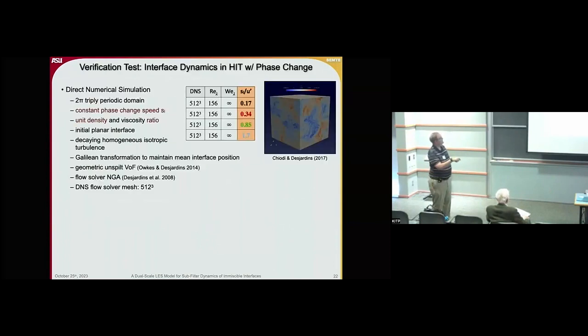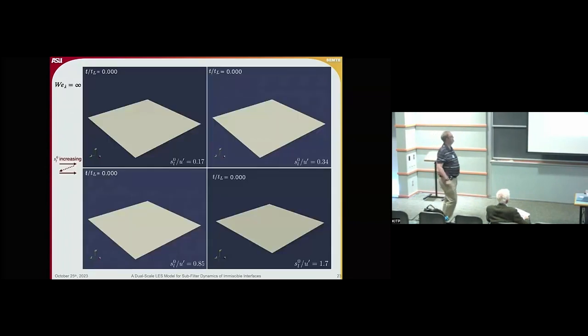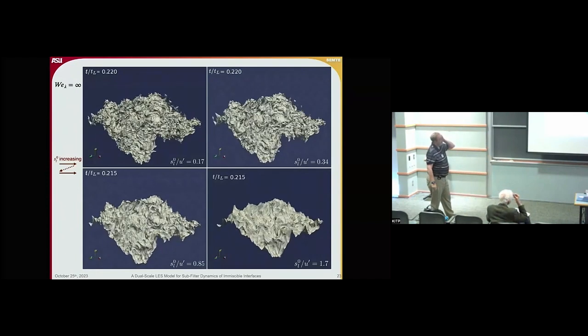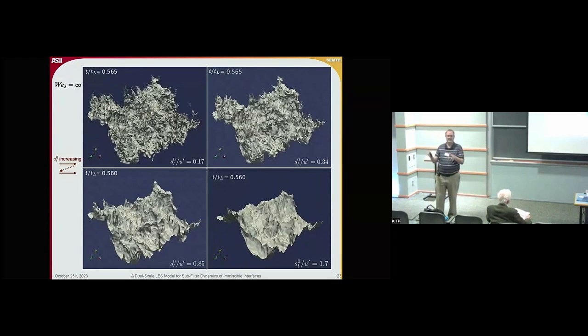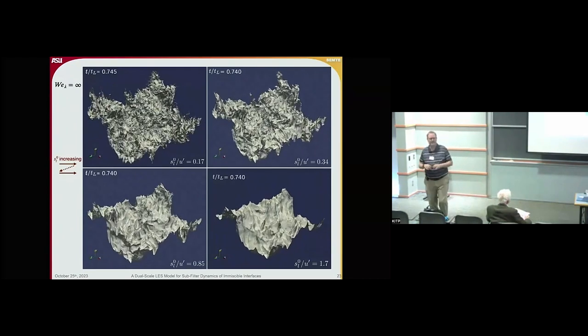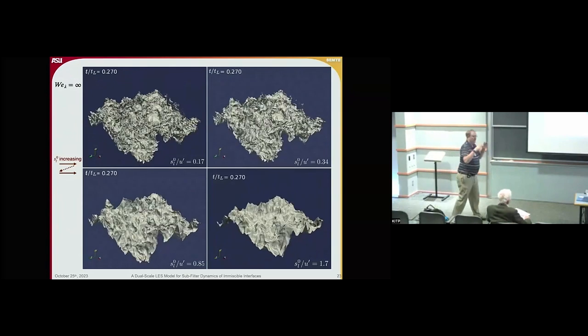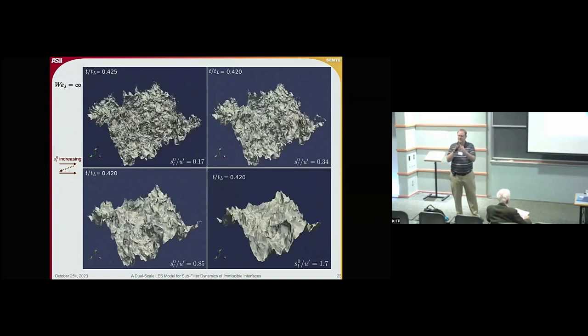Same type of setup here as before, a planar interface, but now we're going to have normal propagation of the interface with different strengths ranging, scaled with U prime, from 0.17 to 1.7. No surface tension here initially, lowest SL value, highest SL value. And what you'll see is the effect of kinematic restoration. That's a term from premixed turbulent combustion as well. So the interface propagates normal to itself, reconstructs itself, and takes out fluctuation due to kinematic restoration.